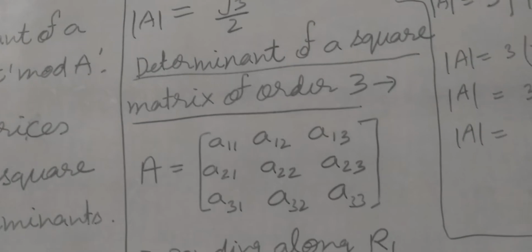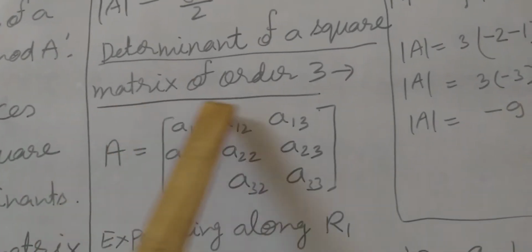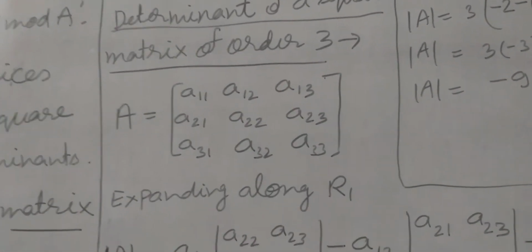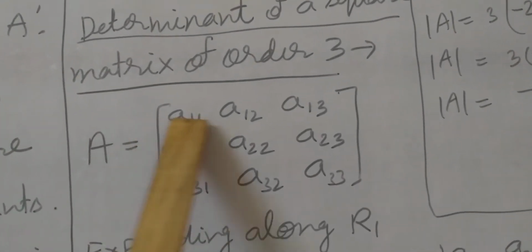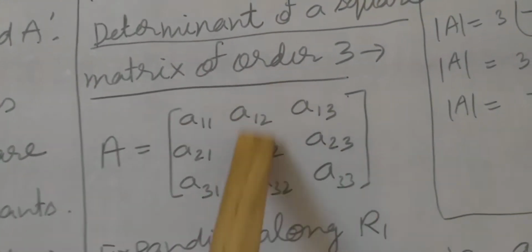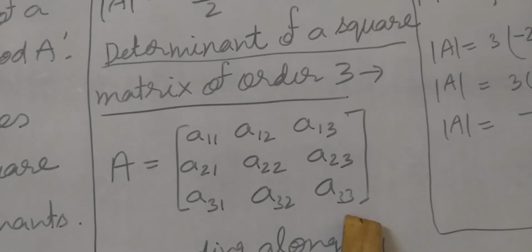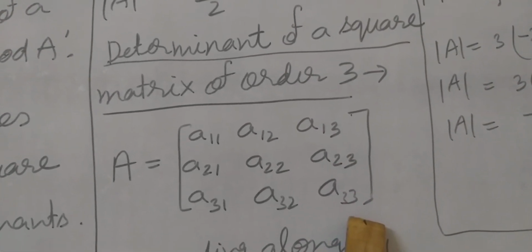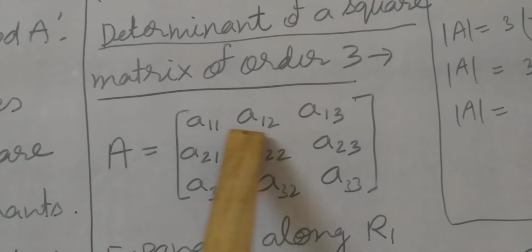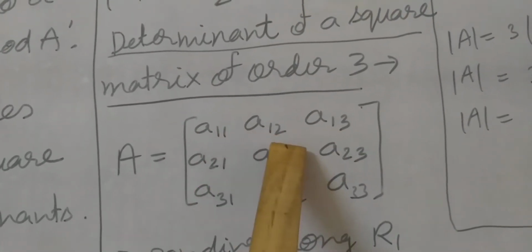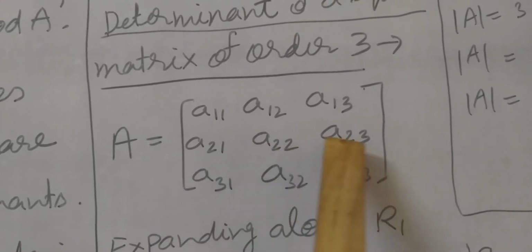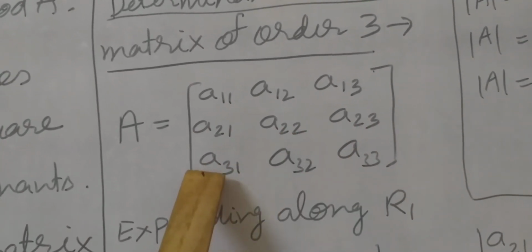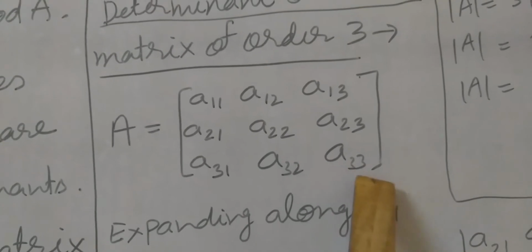Now students, determinant of a square matrix of order 3. This is a matrix of order 3 by 3, 3 rows and 3 columns. So it is a square matrix of order 3. In first row, A11, A12, A13. Second row, A21, A22, A23. Third row, A31, A32, A33.